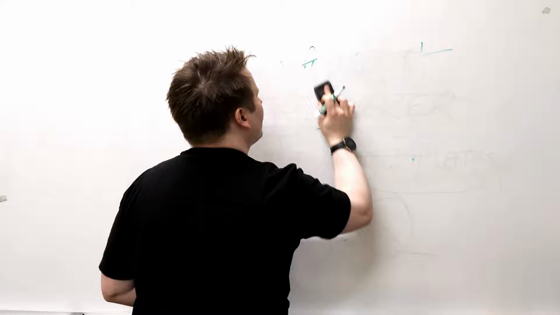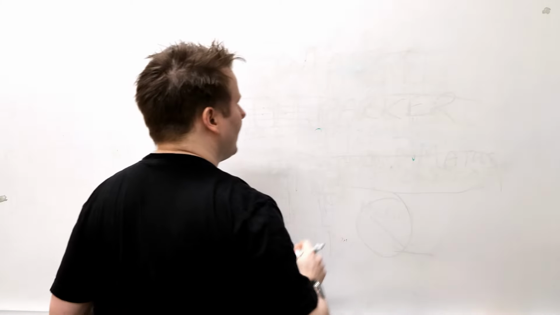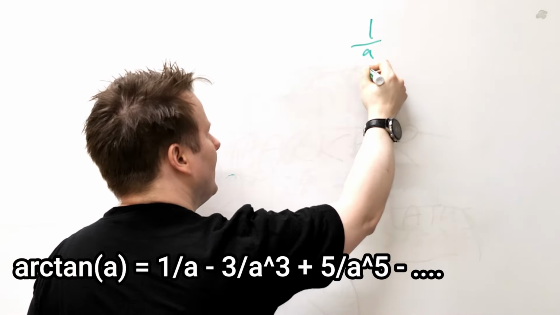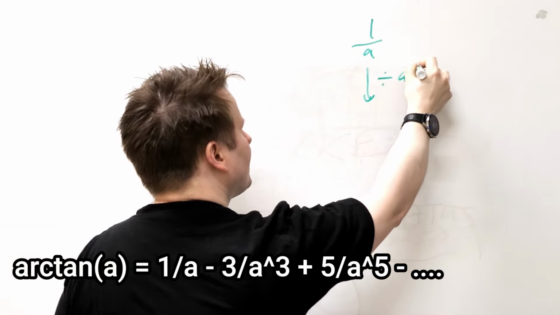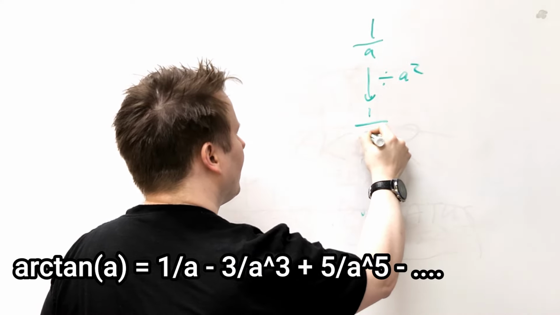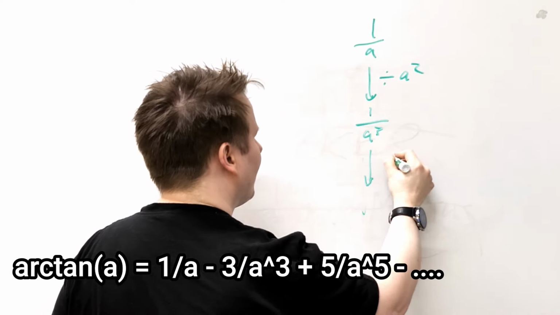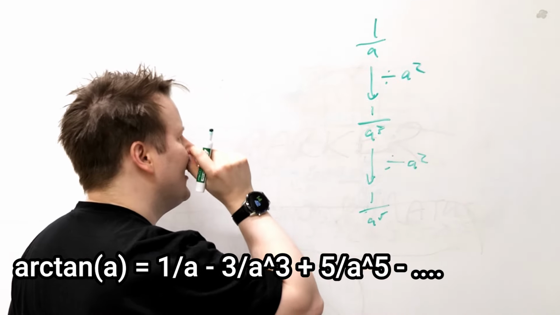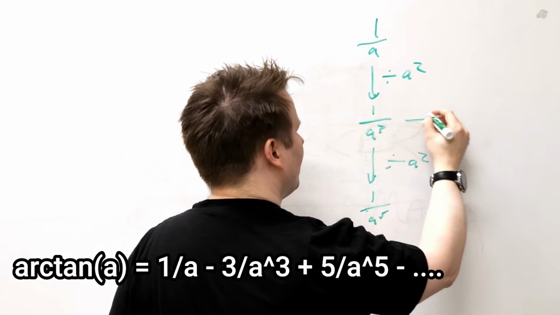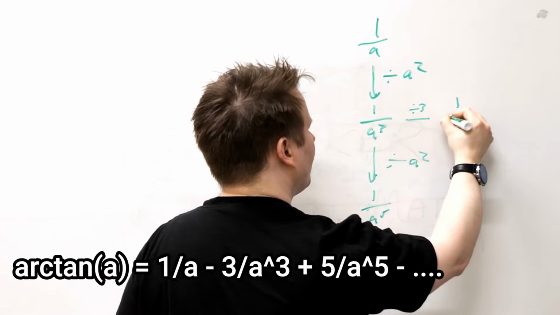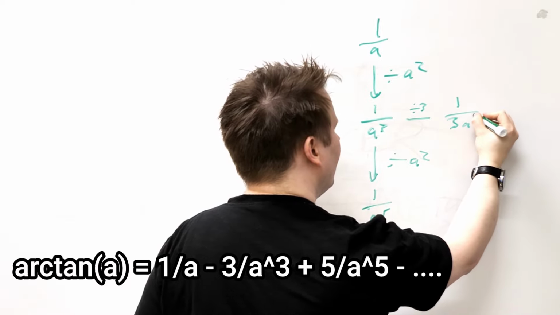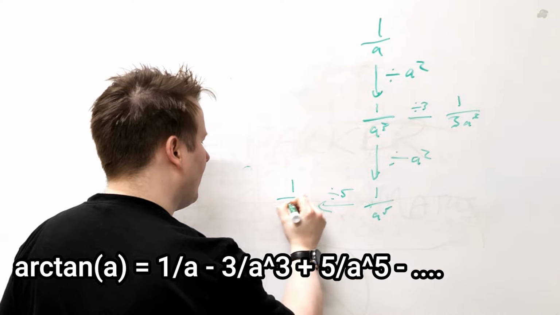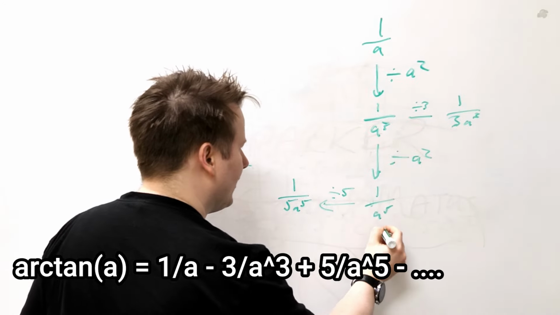So let's bring this up here. How do you calculate this summation? Well, let's start with 1 over a. If you divide it by a squared, you get 1 over a cubed. You can divide that by a squared again, and you get 1 over a to the 5. Now, if you take this number and divide by 3, you get 1 over 3a cubed. If you take this number and divide by 5, you get 1 over 5a to the power 5.